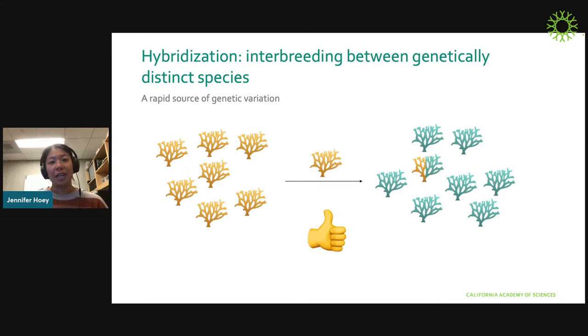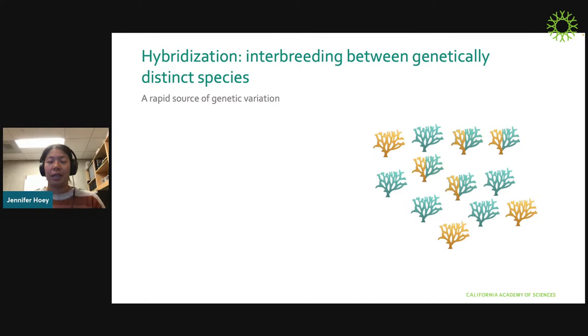There are other ways to generate genetic diversity, such as through mutations, but oftentimes beneficial mutations don't arise that frequently. And sometimes this process of generating new mutations can also be really slow. So in contrast to mutations, hybridization can actually be a very fast way to introduce new genetic material into a population and increase the genetic variation within that population.